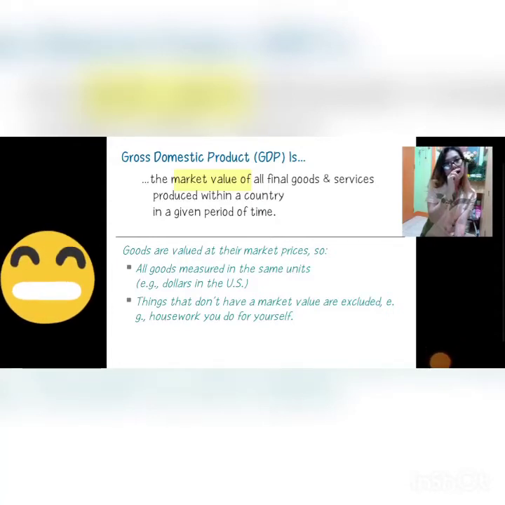Another thing that is not included in the computation of GDP are those works that do not have a market value, such as housework you do for yourself. I think that is quite understandable already. Okay, and then of course, we now have an idea what a market value is. Let's go to another component of the definition of GDP, which is the final goods.